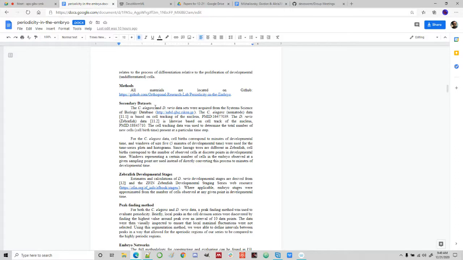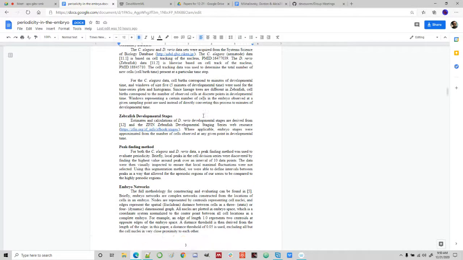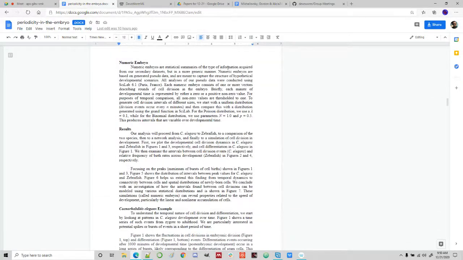To show this phenomenon, we have a couple of data sets: the C. elegans data set and a zebrafish data set. These two are cell tracking data sets where they track nuclei throughout development and provide information about when the cell was born, some differentiation information, and even its position in a space that we can normalize and create graphs and analysis from. And then we also have some numeric results that are simulations of a cell division process.